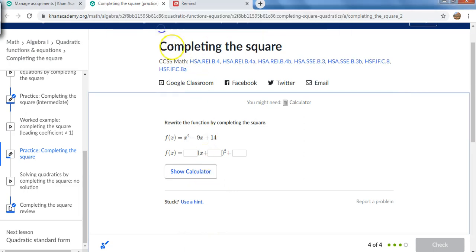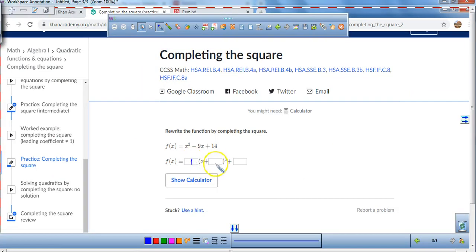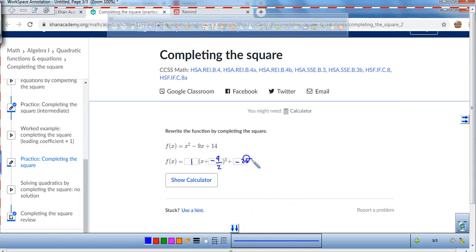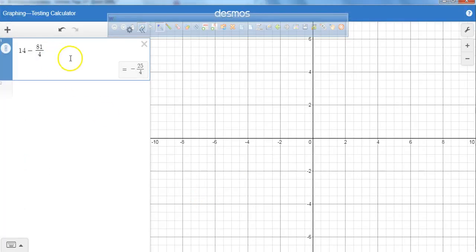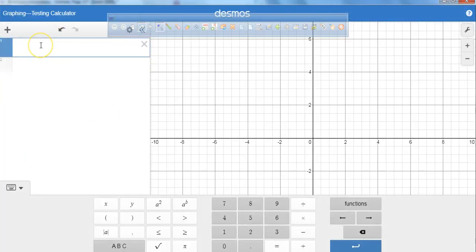So right here, our a value is 1. We're going to put minus 9 over 2, and then we are going to put minus 25 over 4. Now before we do this, what I'd like to do is show you in Desmos how these are exactly the same function. They're just written in different forms.